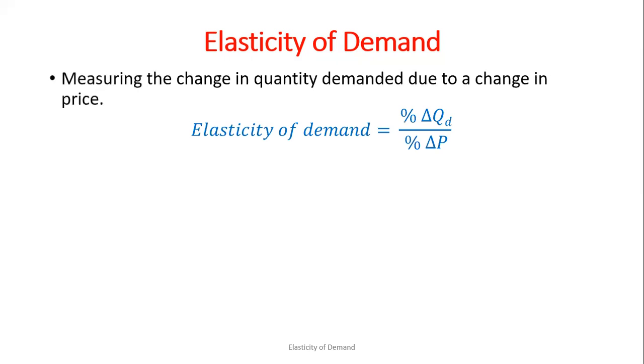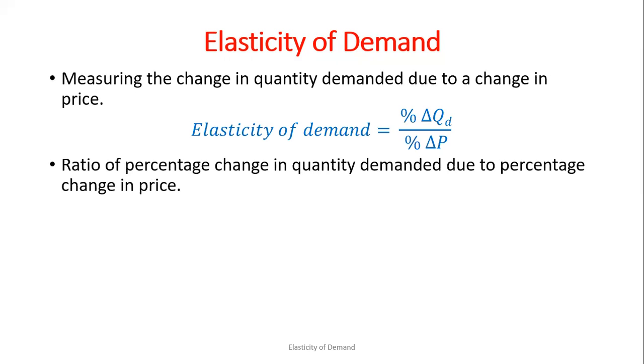Now we can easily understand what is meant by elasticity of demand. Since the law of demand tells us that the reaction variable is quantity demanded and the cost variable is price, elasticity of demand measures the change in quantity demanded due to a change in price. Or in other words, it is the ratio of percentage change in quantity demanded to percentage change in price.